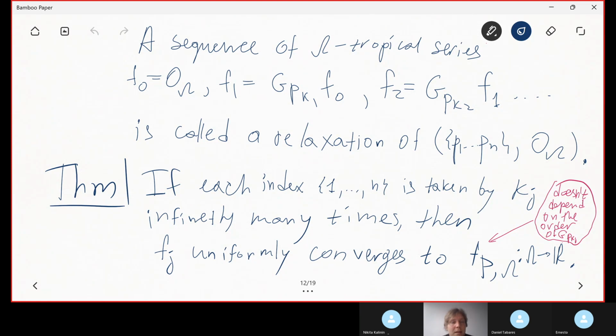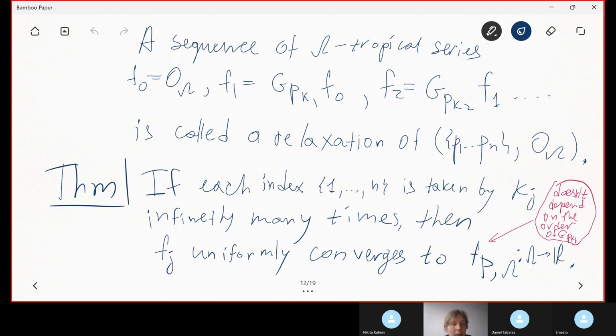So you start with this initial state, 0, and then you go for F1. So you apply GP of some point, K1, then you apply GP K2, and etc. So you go forever. And it's called a relaxation. And obviously there are many relaxations, and that's the main theorem. I thought of proving it today. It's not awfully hard, but still I decided let's make it soft.